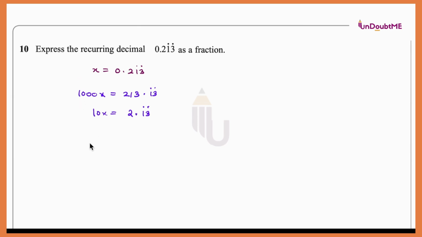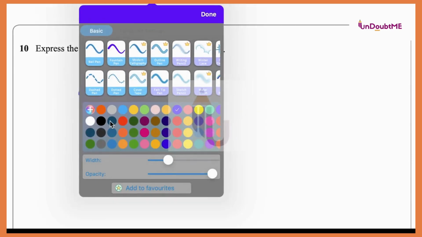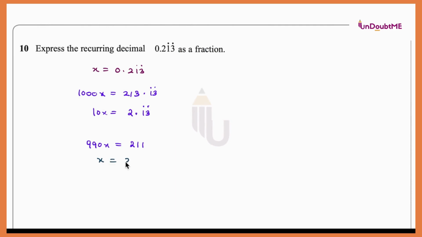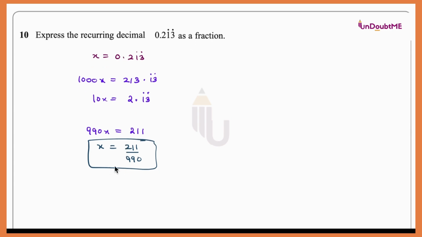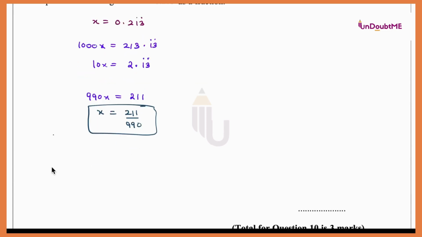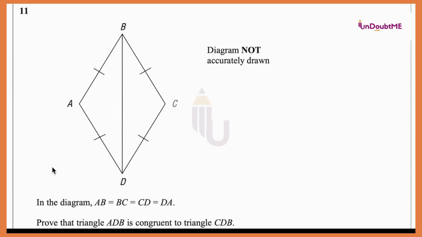We will subtract these two equations and I will get 990x is equal to 213 minus 2, which is 211. The decimal part will become 0 because those are the same numbers, so it will be just 211. So finally my answer from here will be 211 over 990. We can look for possible simplification over here, but I don't see that any simplification is possible. This will be our final answer. Next question.